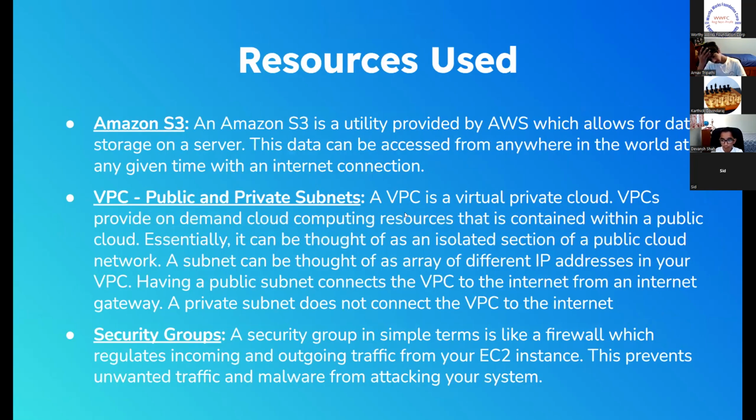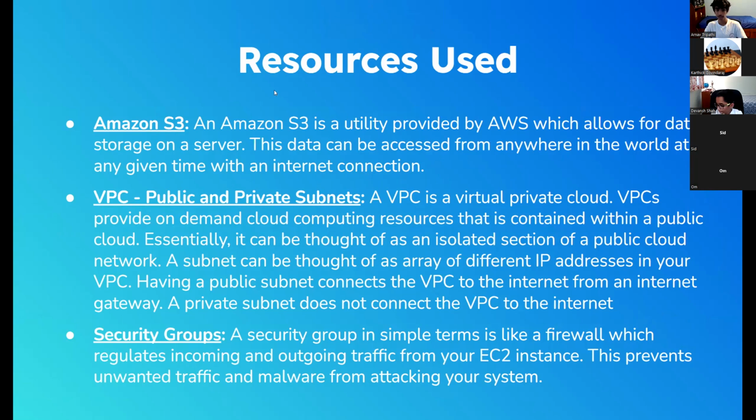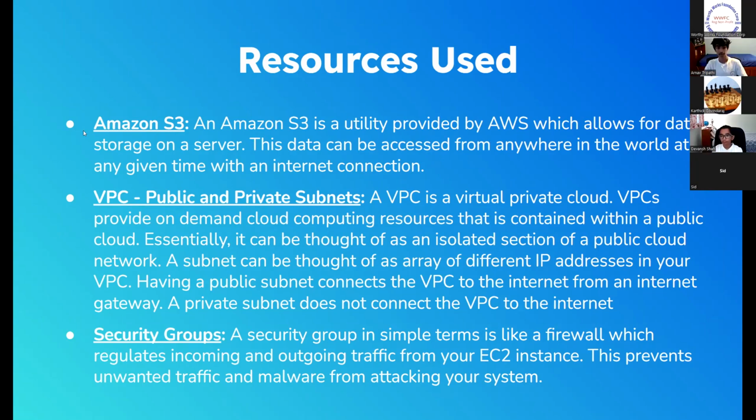So there are multiple resources used to build a website on AWS. You'll see that some of these we actually used yesterday. The first one is Amazon S3, and this is the storage facility that Amazon provides. This is the same thing we used yesterday to store an image of our choice.